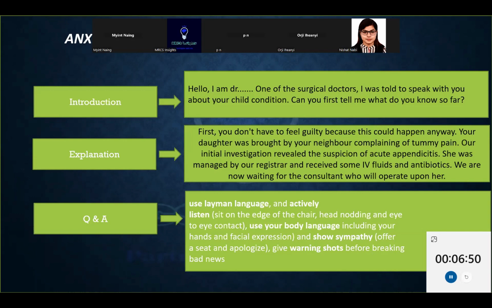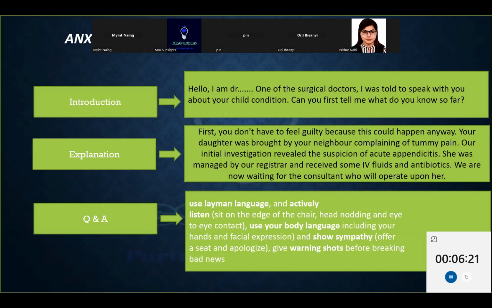Are you sure, doctor, that my daughter has acute appendicitis? Actually, acute appendicitis is a very common condition, and because of the history, examinations, and the investigation scans, everything points towards acute appendicitis. But we are not 100% sure unless we open and see what is inside. Is it dangerous, doctor?